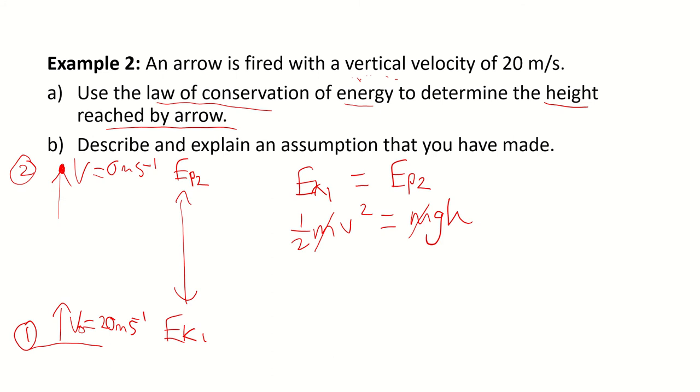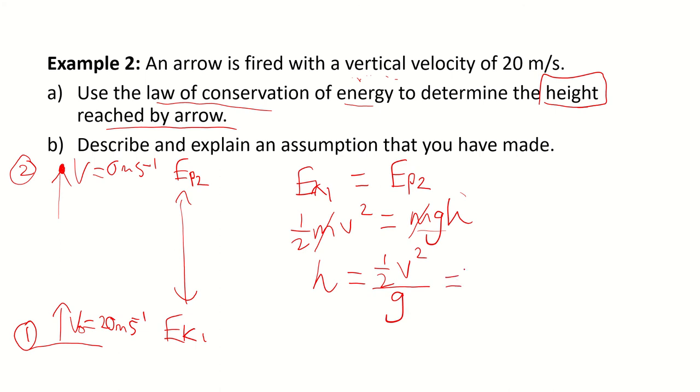And then for this one, what are we trying to solve for? Use the law of conservation of energy to determine the height. So we want height. So all we need to get rid of is g. All we're going to do to both sides of the equation is divide by g. So we're going to have that the height is equal to a half v squared divided by g.